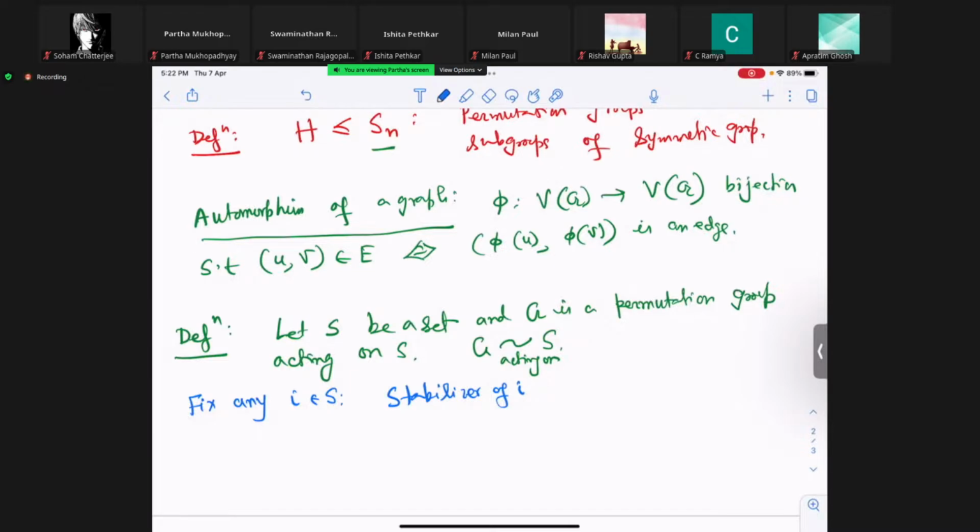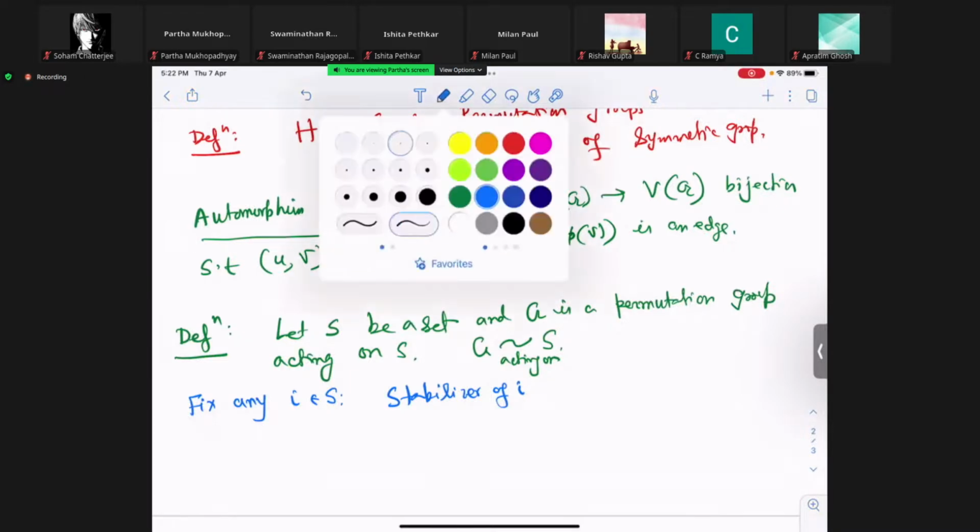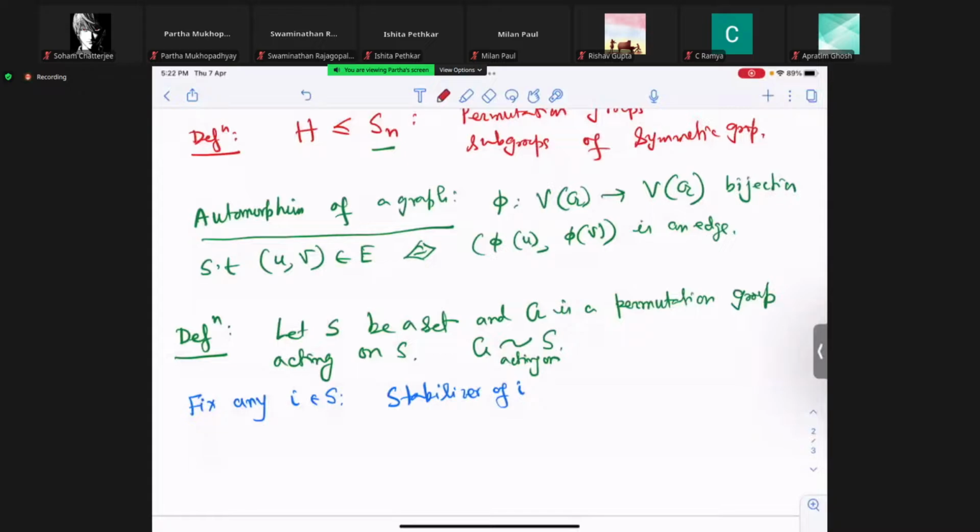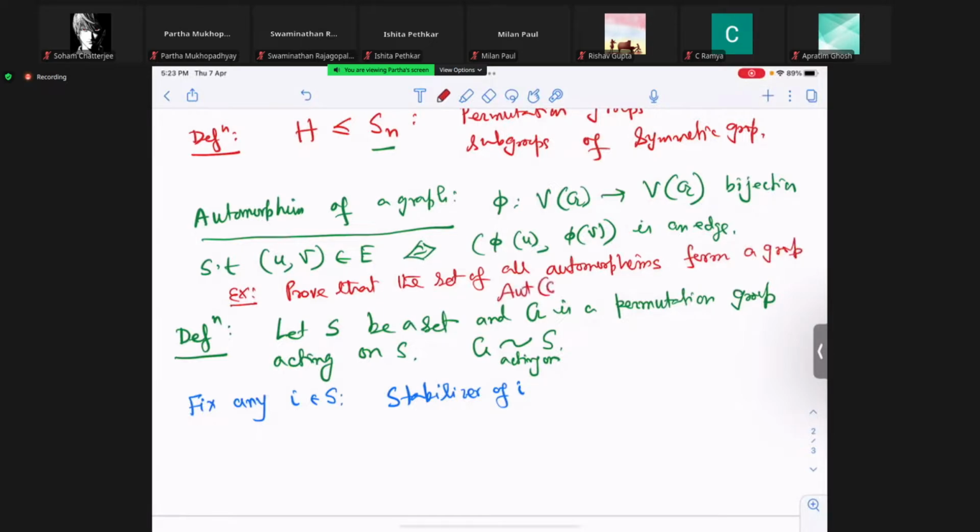Before I go here, I forgot one thing. I defined the automorphism of a graph. Here is a simple exercise: prove that the set of all automorphisms forms a group. That group is known as Aut(G), where Aut stands for automorphism.